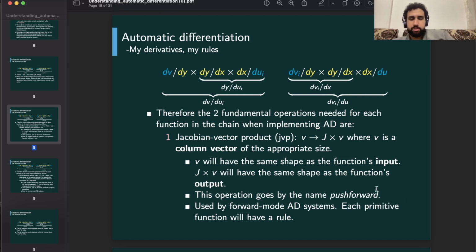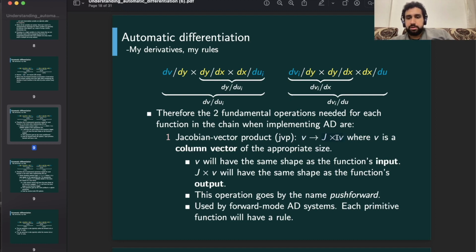So there are two fundamental operations needed here for each function in the chain when implementing AD, and the first is the Jacobian vector product. This is typically shortened as a JVP operation, and that's an operator that for each function in the chain you have to define if you're using forward mode AD. Basically, given an input vector v of the appropriate size, and I'm going to come to what that means, all you need to do is have a way to multiply out the Jacobian by this vector.